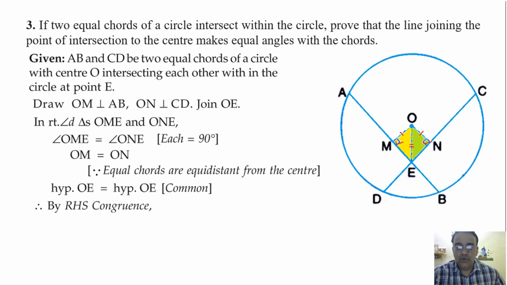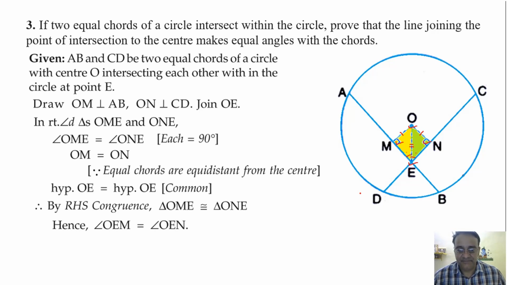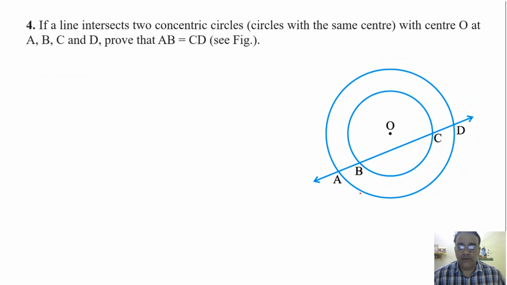So हम लोग को prove क्या करना था? ये दोनों angles equal हैं. See, the line joining the point of intersection, that is E, to the center, that is O, means OE makes equal angles with the chords. That means ये दोनों angles equal prove करना है. So now here we can conclude by CPCT. Any doubt? No, sir. Okay, one more question.